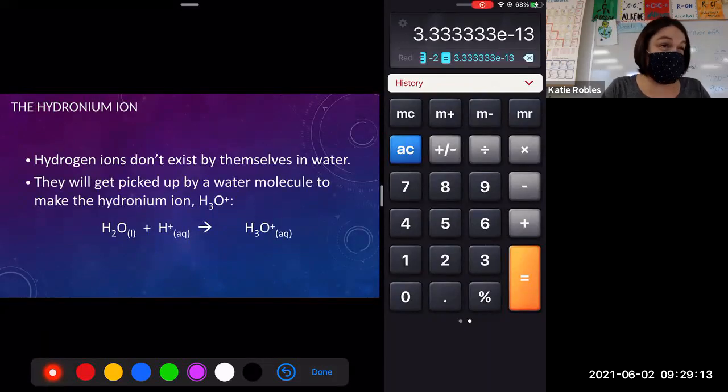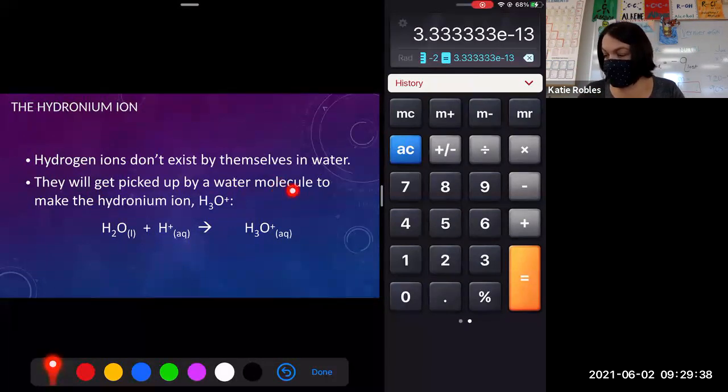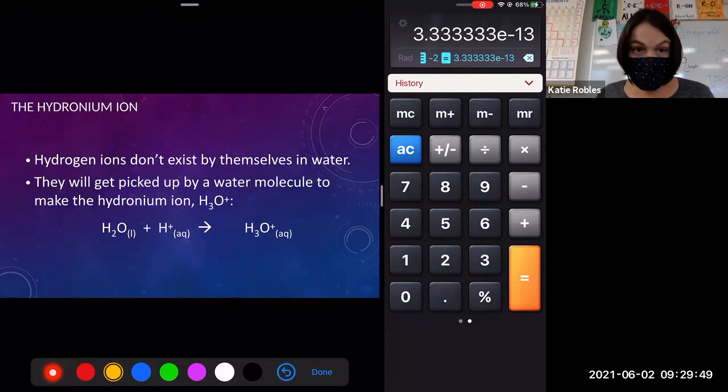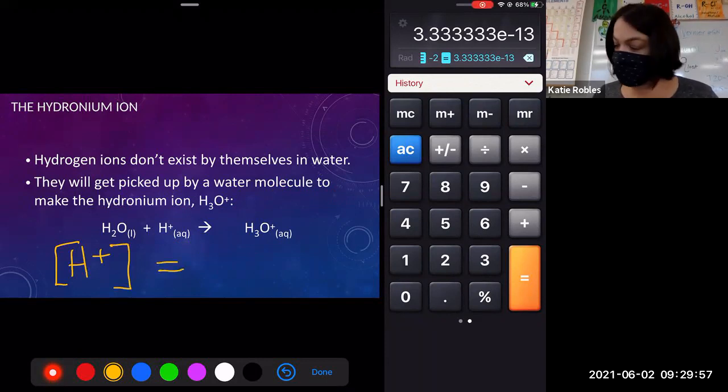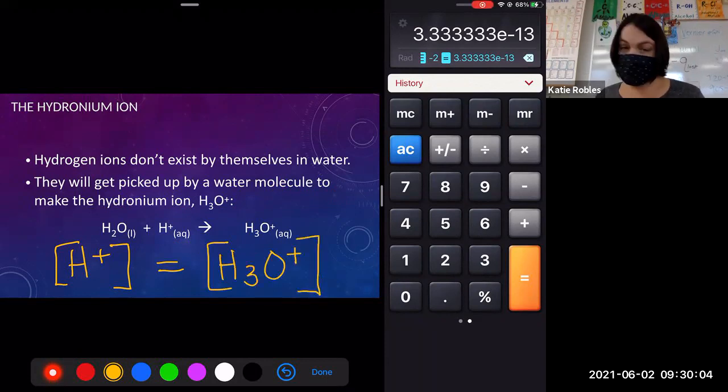Now, here's another thing to just confuse you a little bit more, but you guys are ready for this? Hydrogen ions don't actually exist in water. All right? Water is very polar. So water picks up the hydrogen ions and becomes hydronium ions, right? So they get picked up by the water molecule to make these hydronium ions. This just says water plus hydrogen equals hydronium. So for us, in this class, hydrogen ion concentration is the exact same thing as hydronium ion concentration.